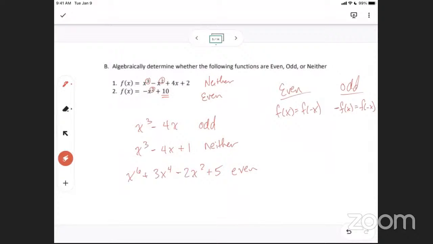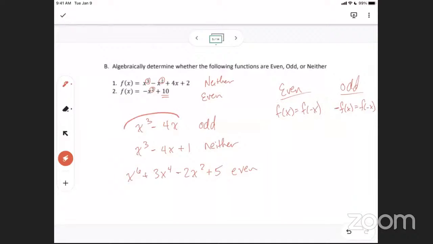So if you plug in negative x into all of these, is it going to change any of the signs? The fact that these are all even exponents, what's going to happen to all the negatives? They're just going to go away because they're going to become positive. That's right. Those are going to be unaffected, and you're not plugging it into the constant, so it's the same thing. So f of x equals f of negative x.